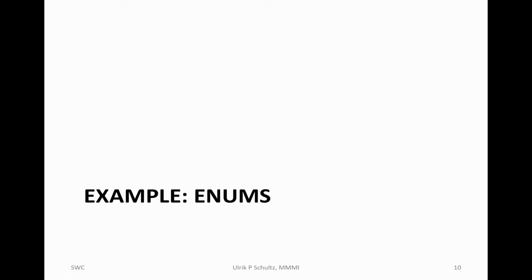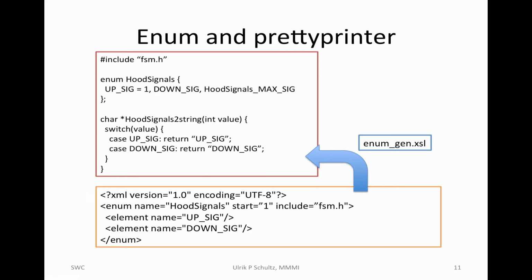A small example of using them for program generation. This is generating C code for state machines. We want to generate an enum that lets us encode different names of signals. So we have upsig, downsig, and then a special value called maxsig, which is the largest value. This is again some C programming, a bit of clever use of the way enums work. So it doesn't matter so much.